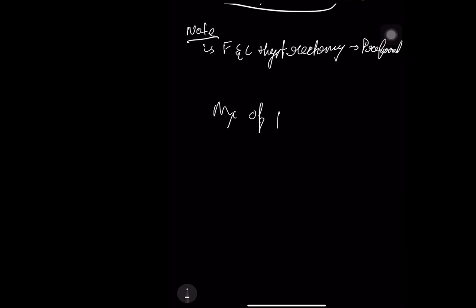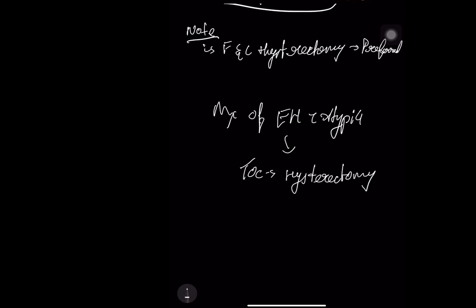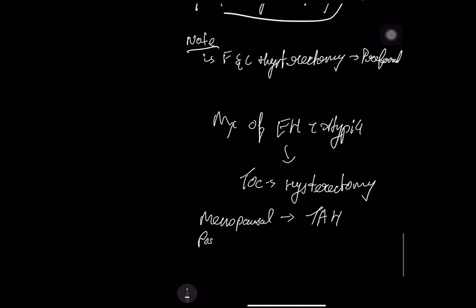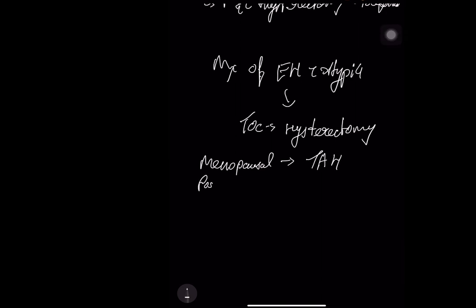Next, for management of endometrial hyperplasia with atypia, the treatment of choice is hysterectomy. If it is a menopausal woman, we'll do total abdominal hysterectomy plus bilateral salpingo-oophorectomy. And if it is a perimenopausal woman, we prefer total abdominal hysterectomy.